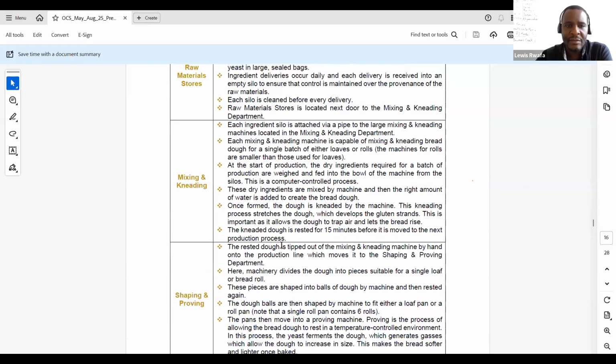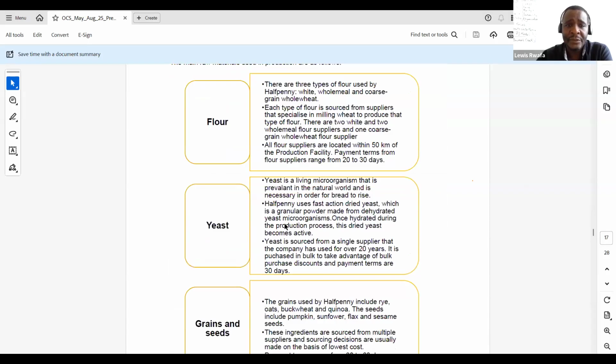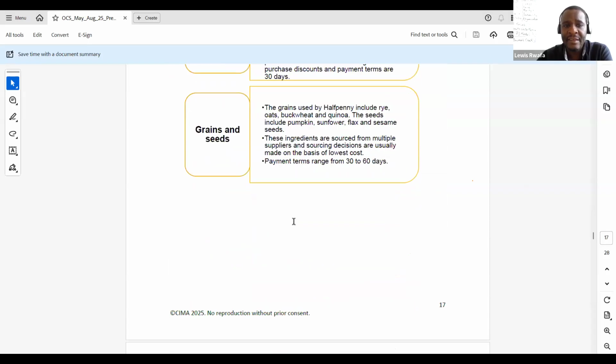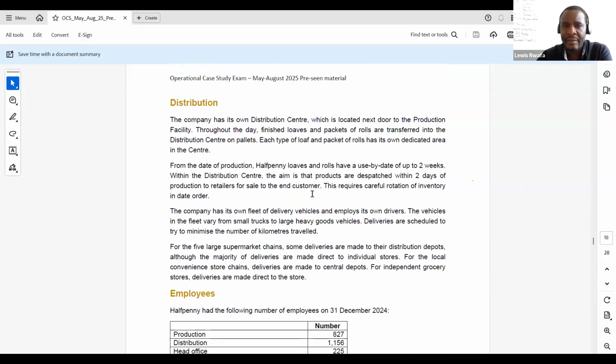And then with raw materials, mixing, kneading, I think from this perspective the questions about variances will come in here. Okay, with our flour, yeast, grains, the mixing, there will be a potential examination question there. Now, let's look at distribution.